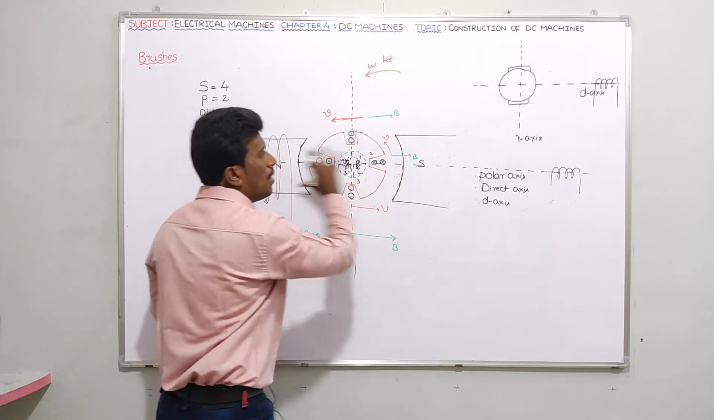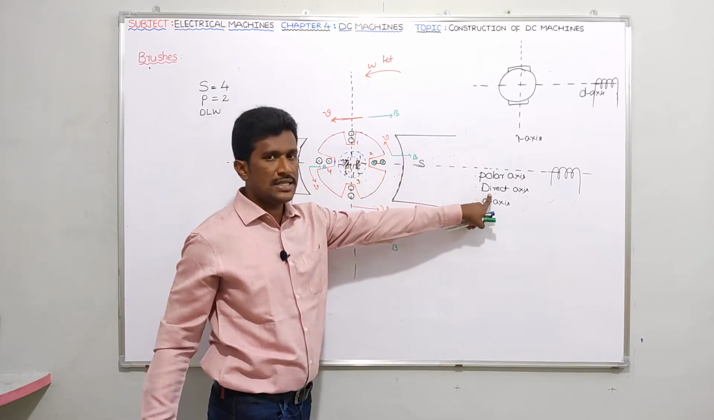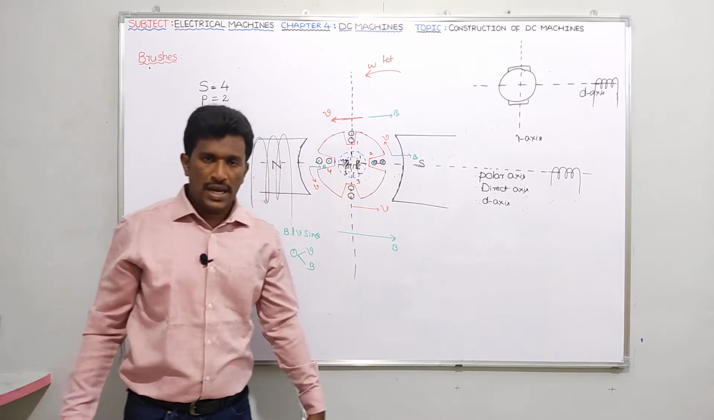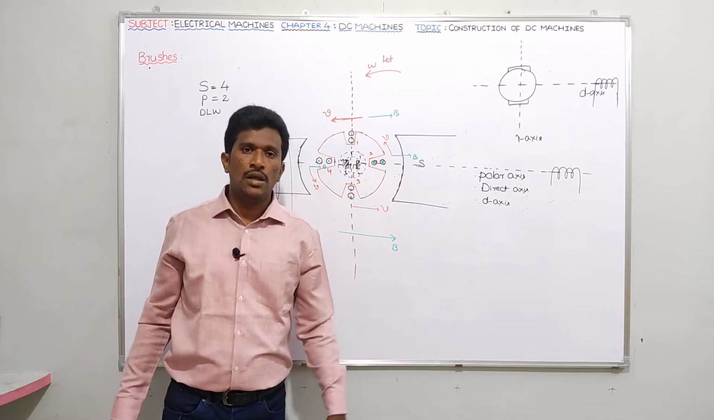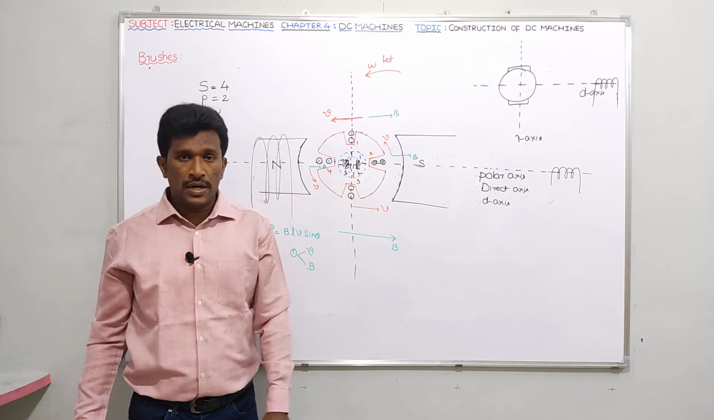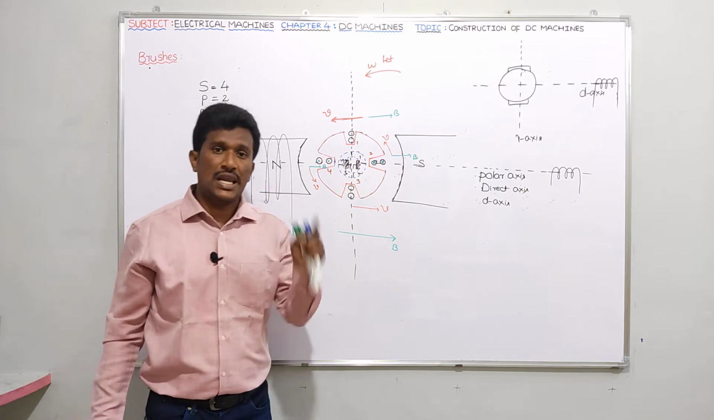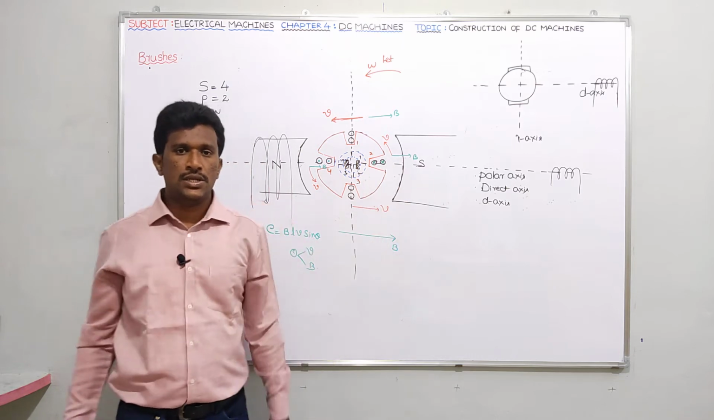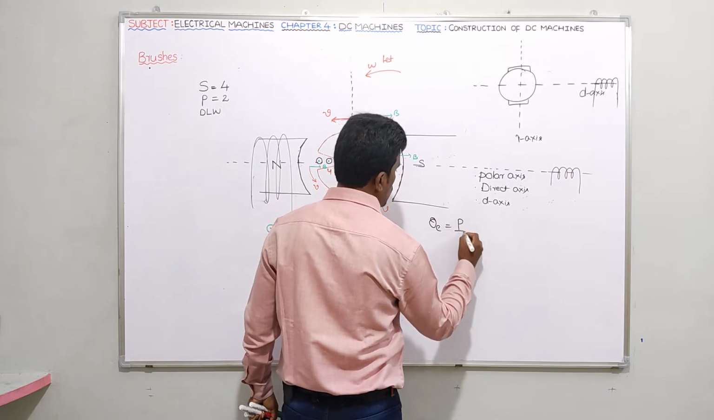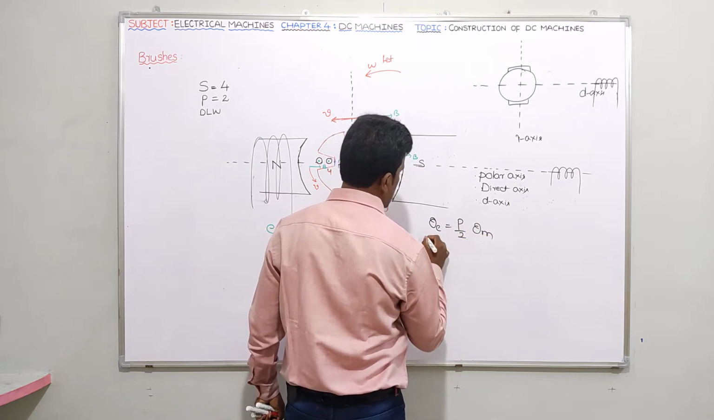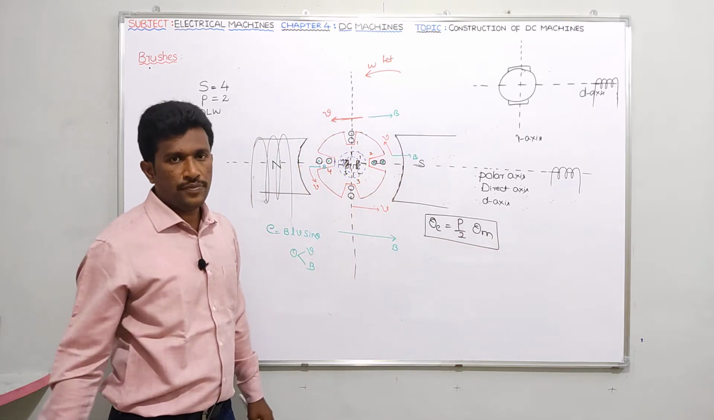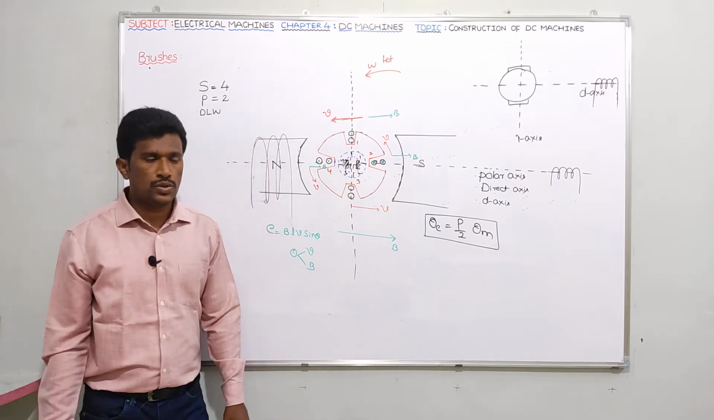The axis passing along the poles can be called the polar axis or direct axis, the D axis. The quadrature axis is the one which makes 90 degrees electrical with respect to the direct axis. Please try to remember this. In synchronous machines I told one relation, theta electrical equals P by 2 into theta mechanical, which is derived in the synchronous machine. Otherwise just remember the formula, that's enough: theta electrical equals poles by 2 into theta mechanical.